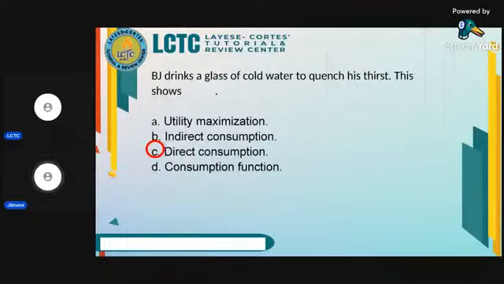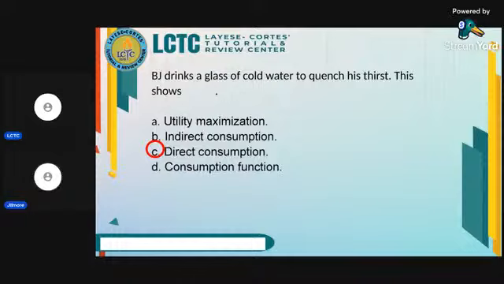When we talked about direct consumption, that's immediate gratification of wants. When we talked about indirect consumption, the finished product is being consumed, not the raw product. The raw product is being processed and then the finished product is being consumed by the consumer. That's indirect consumption. Utility maximization is the total gratification, satisfaction that a person can get out from consuming a good or a service.